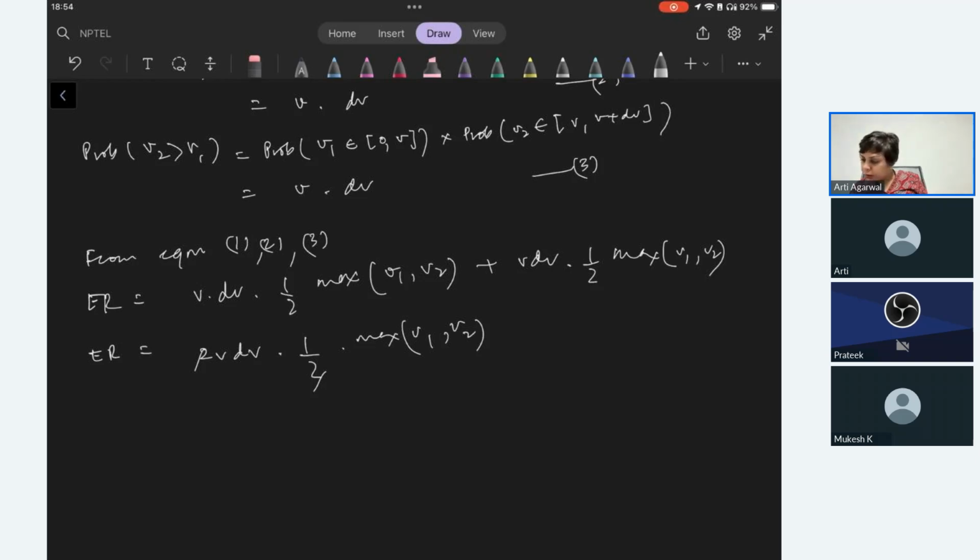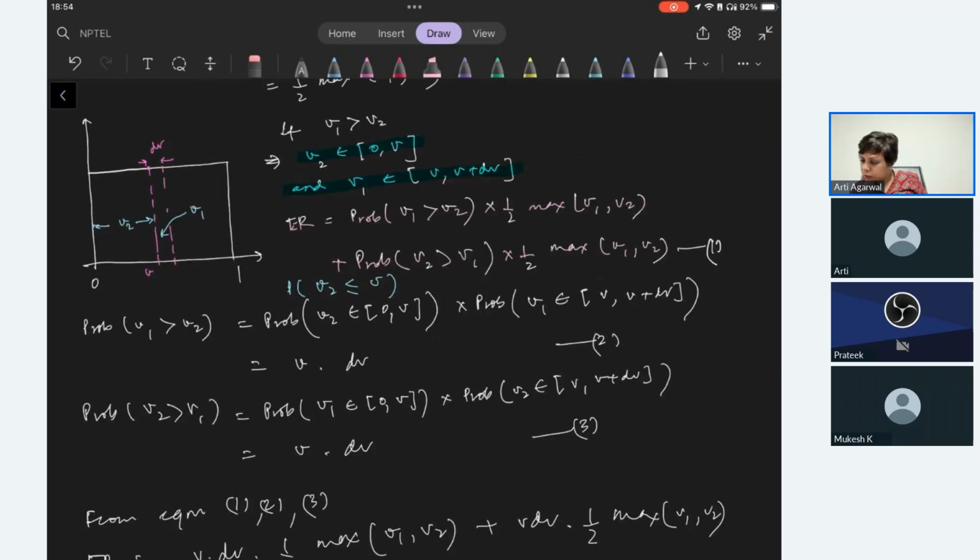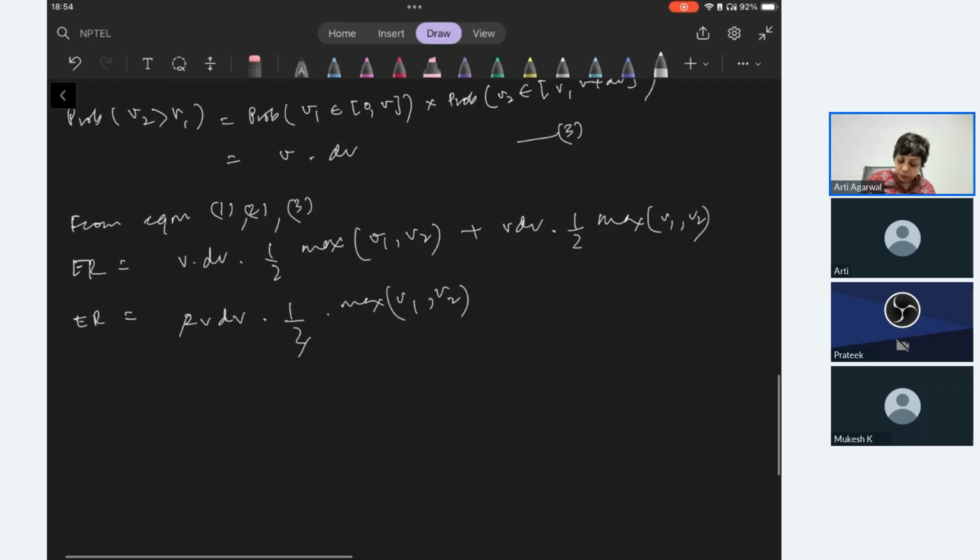No, one minute, I missed something. Yeah, so this thing is V, right? I forgot to substitute that. So this 2 cancels out. This is V dV. Now max V1, V2, we can just take as V because we are taking a general term here. Whether it is V1 or V2, we are just taking both the values as a variable V. So you get V square dV.